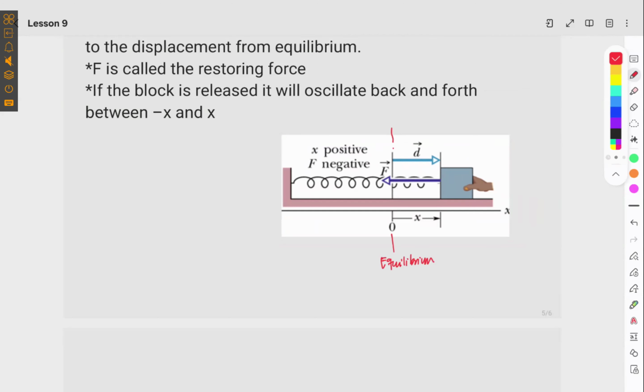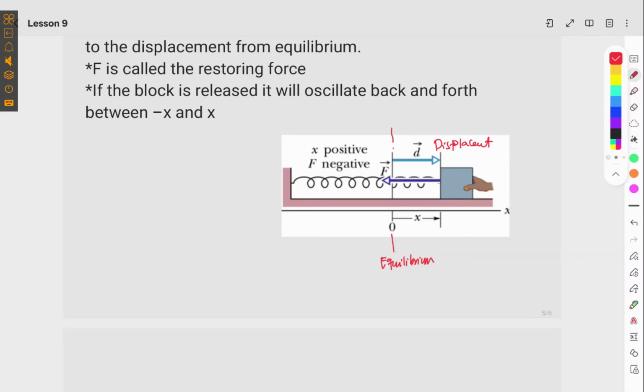Whether it is stretching or compressing, x is positive or negative. X is positive. X is positive. Therefore, the force has to be negative. So the distance, yeah, this is what you call your displacement.